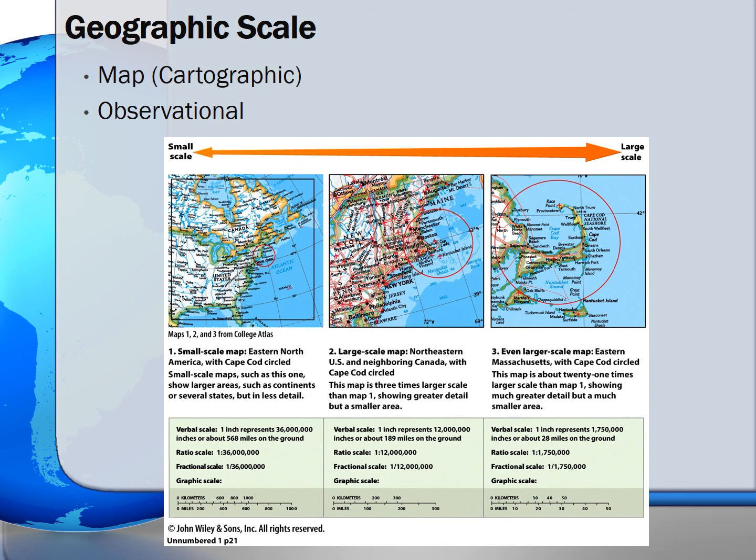There are four ways you can describe a scale, with verbal, ratio, fractional, and graphic abilities as shown on the slide.